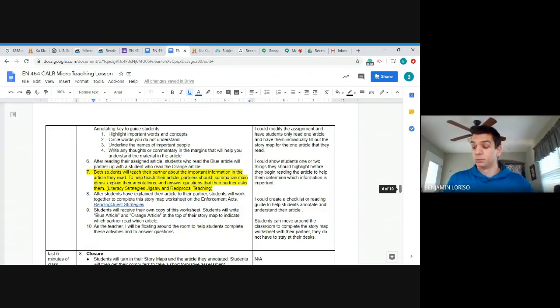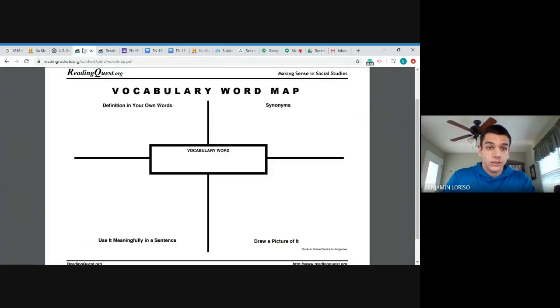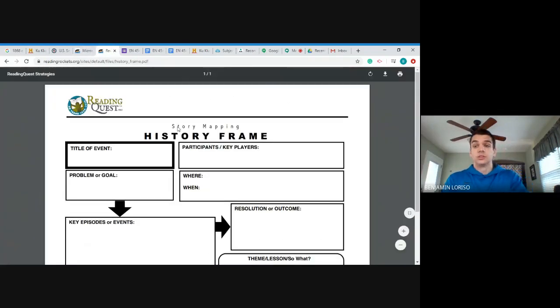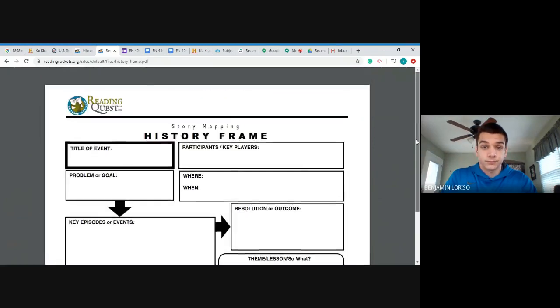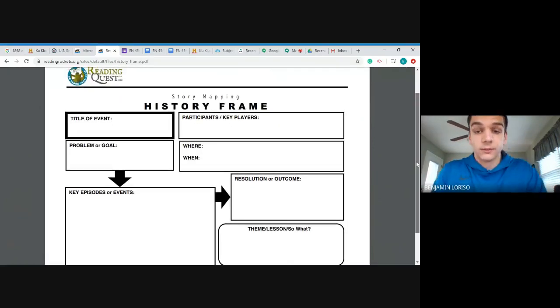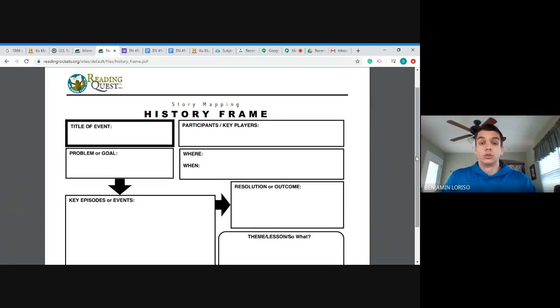You need to be having a conversation where you explain what you read to your partner. So that's another thing to keep in mind while you're annotating. You need to be able to teach this content to your partner. And then after you're finished teaching each other, you are going to receive this story map worksheet. And from this worksheet, you're going to tell the story of the enforcement acts.